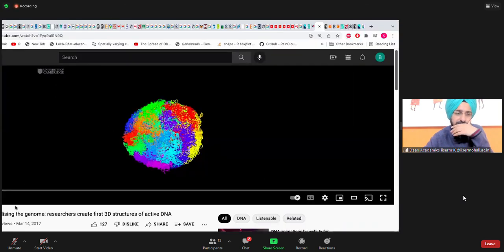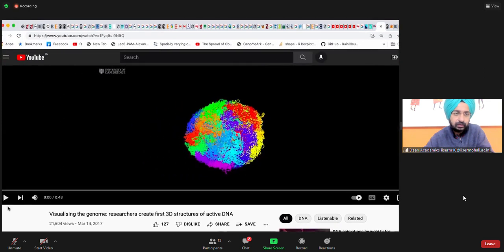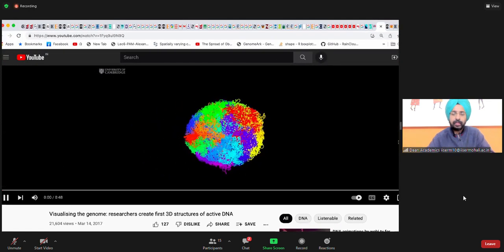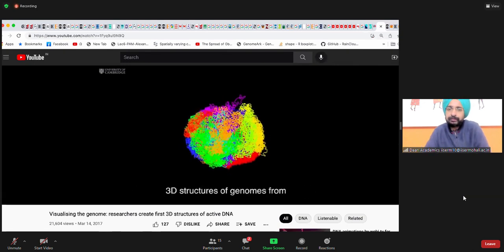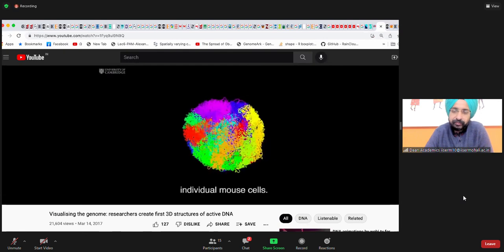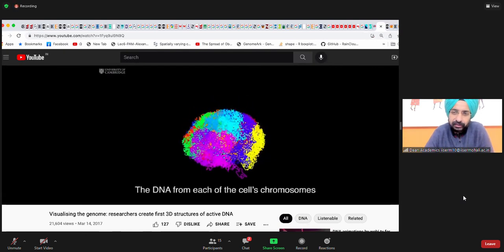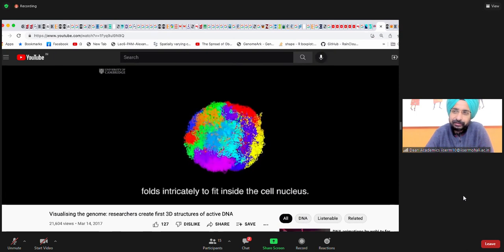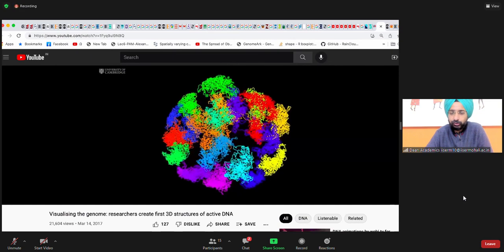Okay, look at this. This is the 3D model of the human genome. Each color represents one chromosomal territory. And this is modeled from Hi-C data. In the next class, I'll tell you how we get this from Hi-C data. Now they have just separated each chromosome for visualization purposes.